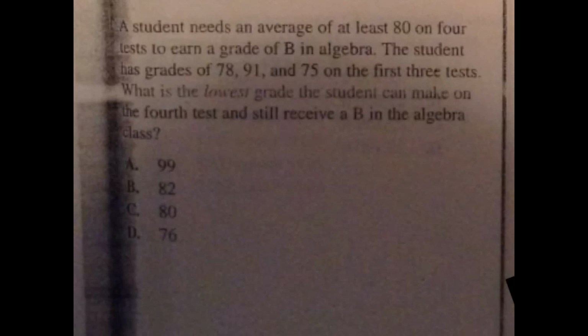Okay, here we go. A student needs an average of at least 80 on 4 tests to earn a grade of B in algebra. The student has grades of 78, 91, and 75 on the first 3 tests. What is the lowest grade the student can make on the 4th test and still receive a B in the algebra class? This is just a simple average equation. To find the average of something, you add up everything and then divide it by however many there are.